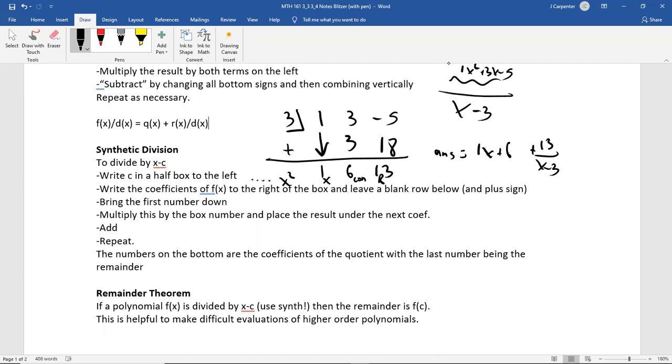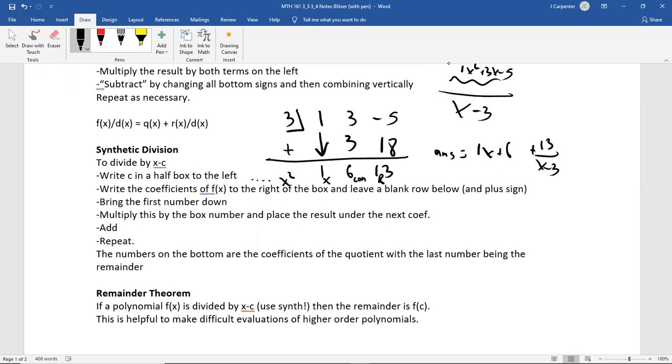The remainder theorem says, if a function f of x that's a polynomial is divided by x minus c, and again, I'm reminding you that you should use synthetic division. Long division works, but this is the better way. Whatever the remainder is, that's f of c.